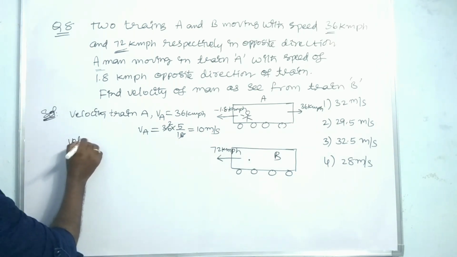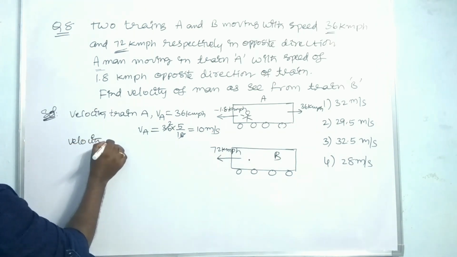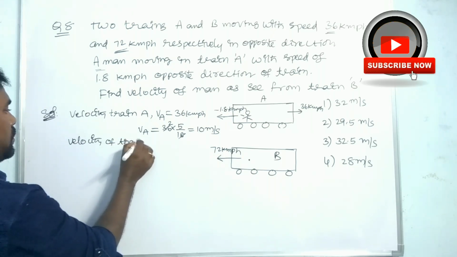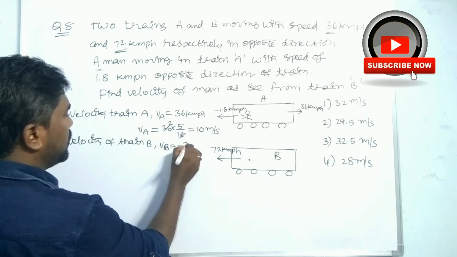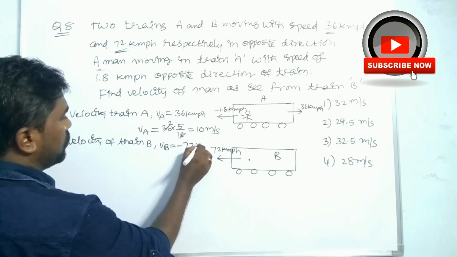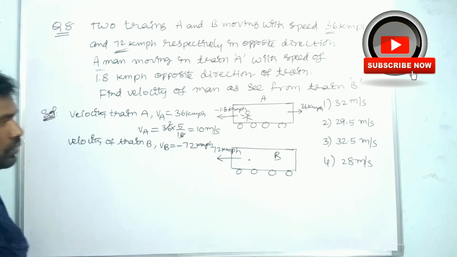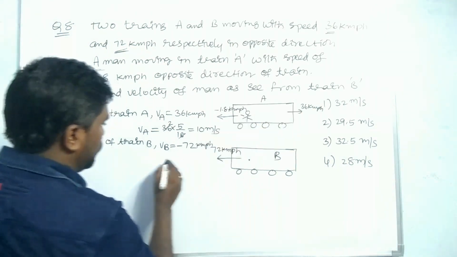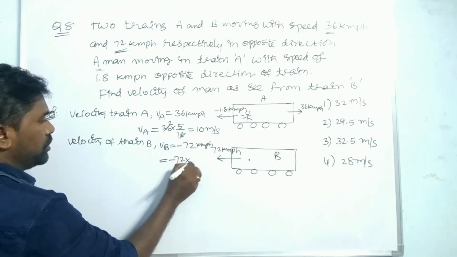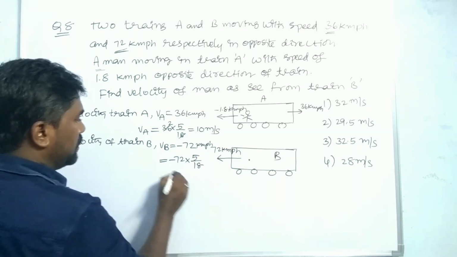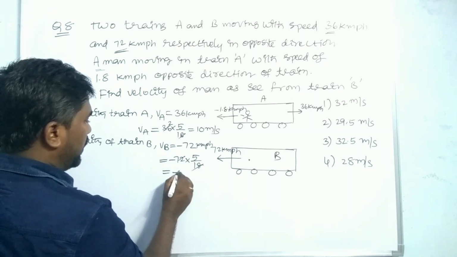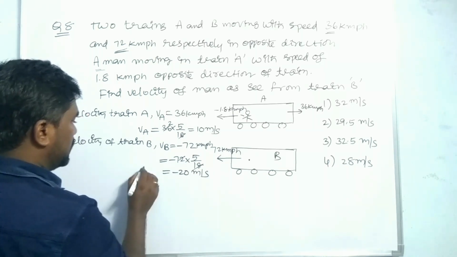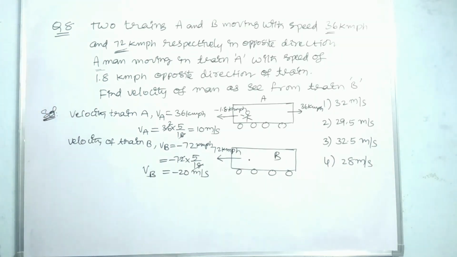Let us find the velocity of train B, that is VB is equal to minus 72 kmph. How can we take it as minus 72? This is opposite in direction to train A. So this is equal to minus 72 into 5 by 18. Here 18 4s are 72, so 4 into 5, minus 20 meter per second. This is the VB. So VA and VB are well known to us.